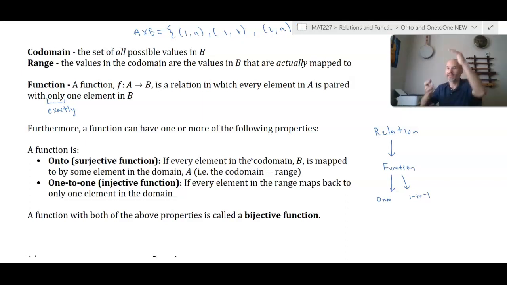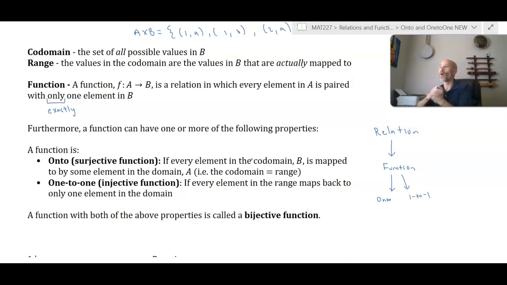If, however, let's say we had the elements 1 through 10, but only elements 1 through 9 were mapped to by some input, well, then the element 10 is in the codomain, but it's not in the range because there isn't an input that maps to it. We would say that it is not onto in that case.